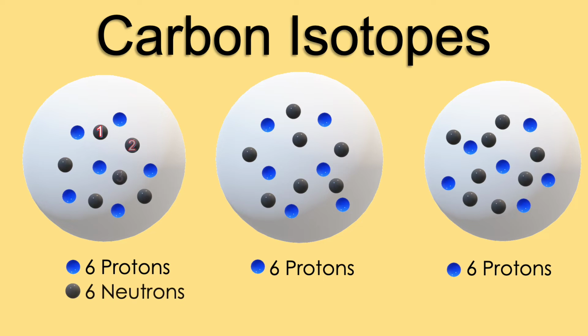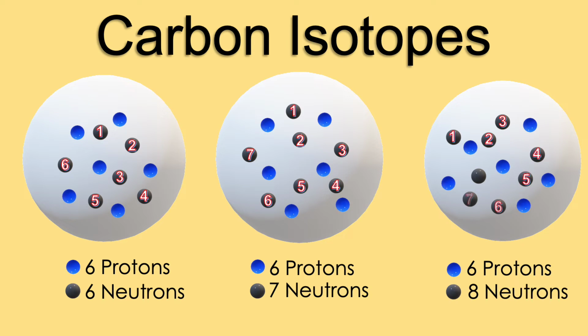The first isotope has 6 neutrons. The second isotope has 7 neutrons. And the final isotope has 8 neutrons. These are 3 isotopes of carbon.